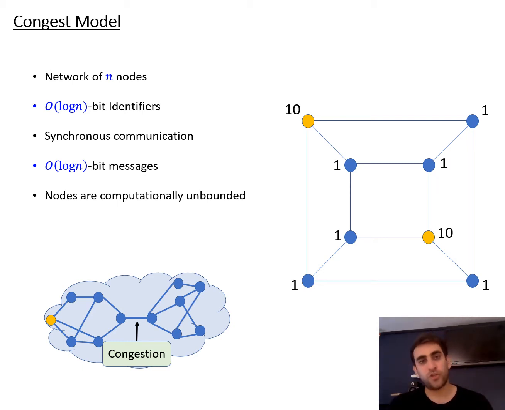And the goal in the CONGEST model is to compute some function of the network while minimizing the number of communication rounds. So the complexity measure is the number of rounds.